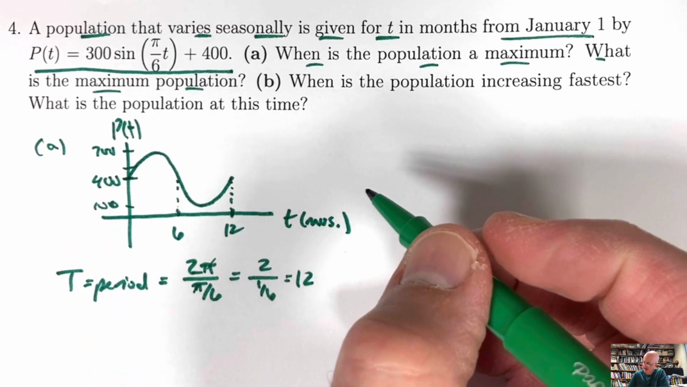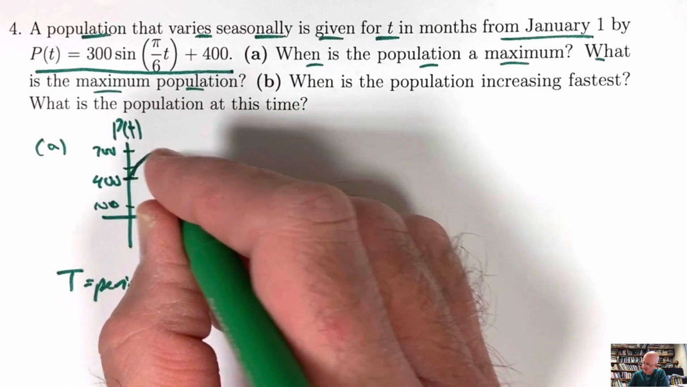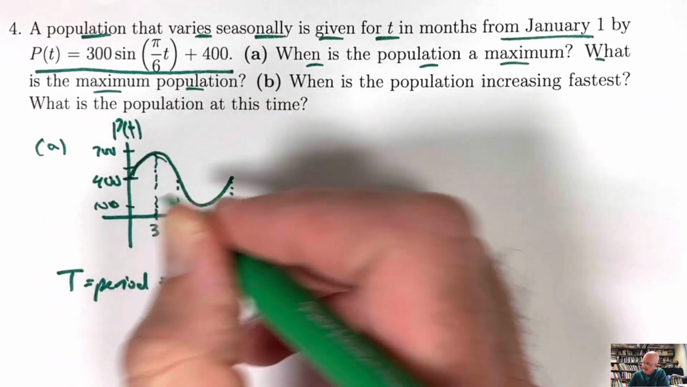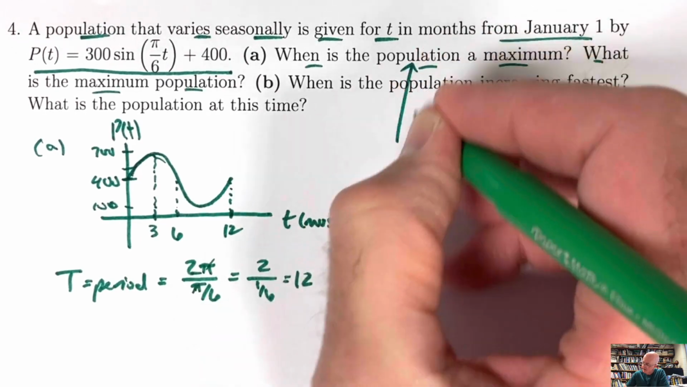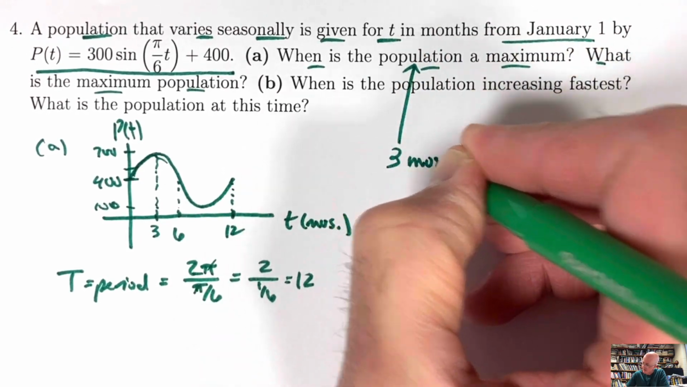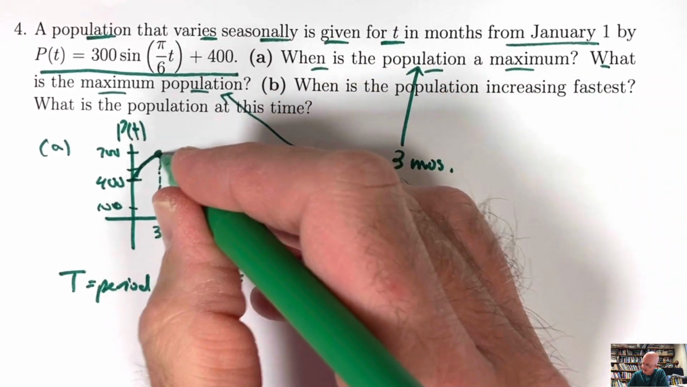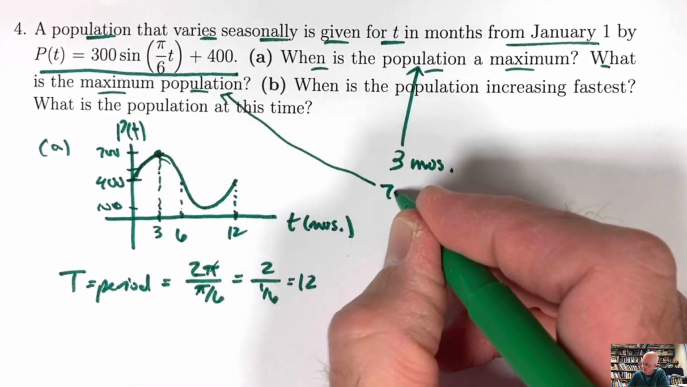When is the population a maximum? It would be at 3. We will confirm this with calculus. The answer there is at 3 months. What is the maximum population? The answer there is the maximum value. The second coordinate at that point is 700.